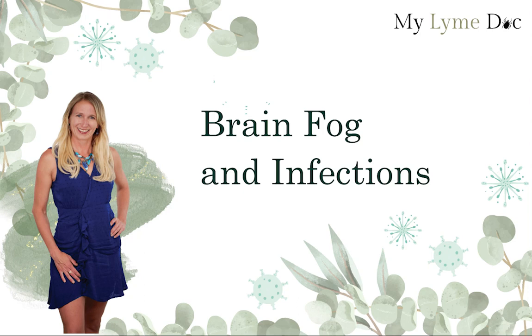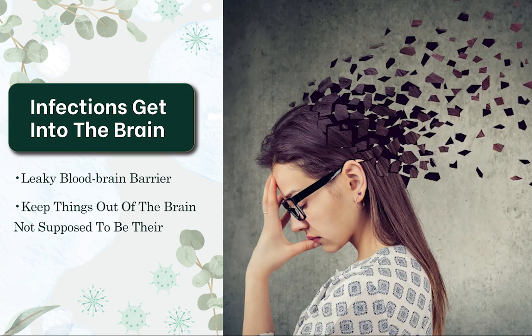In this video, we're going to talk about brain fog and infections. Now, there's a lot of different ways brain fog can occur from infections. So one thing that can happen, for example, is we can get infections actually into the brain, right? If infections themselves get into the brain, this sometimes happens through a leaky blood-brain barrier. The blood-brain barrier is really designed to keep things out of the brain that are not supposed to be in the brain. But when the blood-brain barrier becomes leaky, then things get in the brain that are not supposed to be there, and infections are one of them.